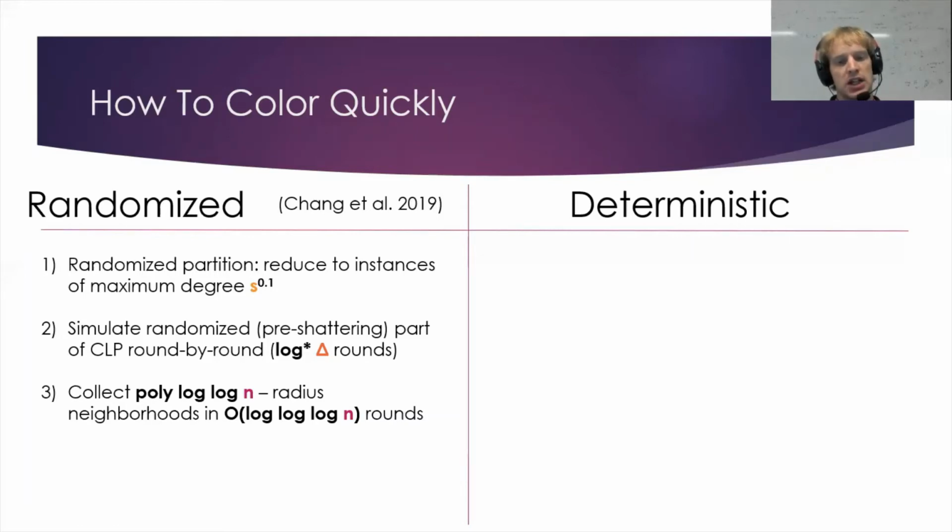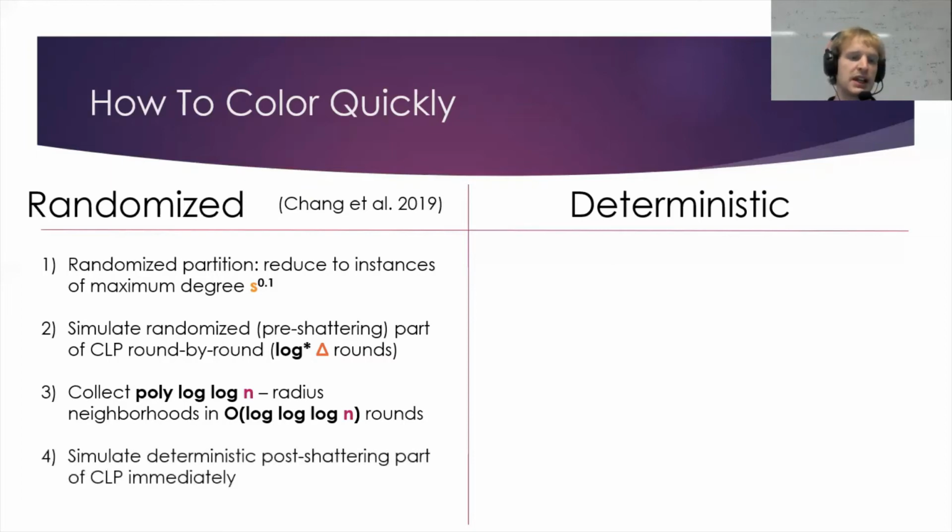process of graph exponentiation, which is roughly that you collect all the 1-hop neighborhoods of each node onto machines, and then you can combine those together to collect the 2-hop neighborhoods, and then combine those to collect the 4-hop neighborhoods, and so on. So you get a logarithmic speed up in this neighborhood collection procedure, which is what we need to do here. Once you've collected these neighborhoods in triple log n rounds, you can just simulate the deterministic algorithm, the deterministic post-shattering part of CLP immediately, and get your final output.